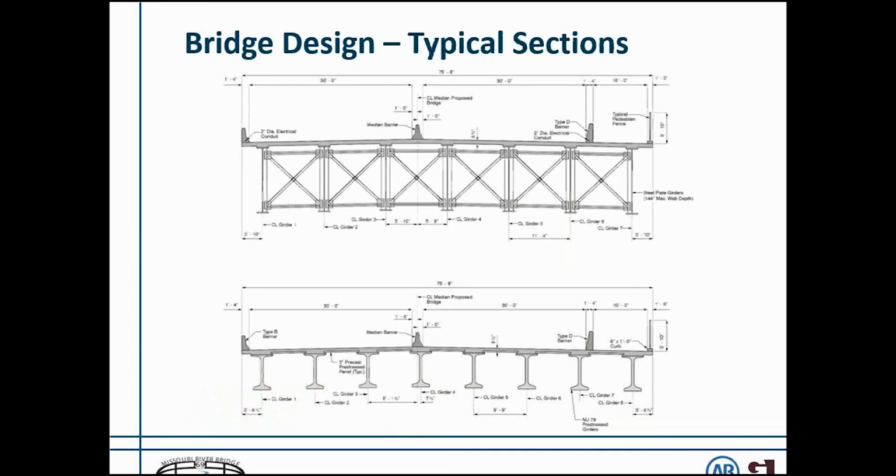Now for our superstructure, looking more in depth at our two units, our first unit is our steel plate girders, and the max web depth is 12 feet. Our superstructure carries 2 lanes in each direction and a shared use path. Our second unit is our 8 NU78 pre-stressed girders.